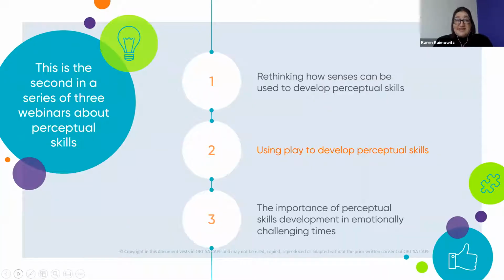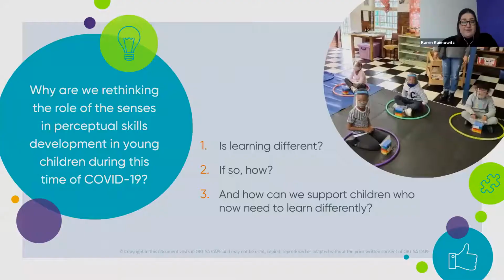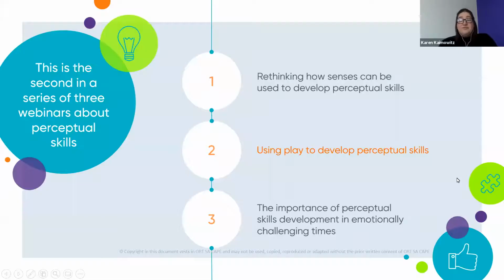So this is, as I've said, the second in a series of 3 webinars about perceptual skills. Last week, Jade spoke about rethinking how senses can be used to develop perceptual skills. Today, I'm going to be talking about using play to develop our perceptual skills. And next week, Lisa is going to talk about the importance of perceptual development in emotionally challenging times, especially where we find ourselves in this COVID-19 challenging world. All of these webinars stand alone. You don't need to have been to one to have a great experience at the other. However, it was great to experience all 3 and see the links as we go.